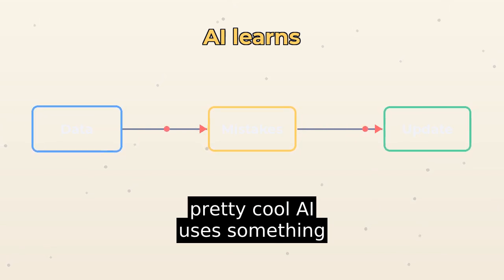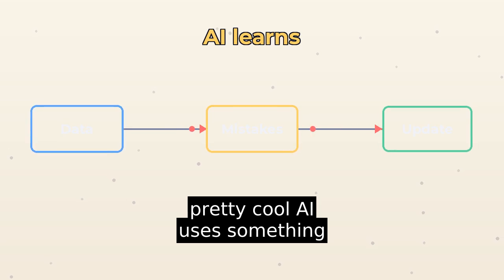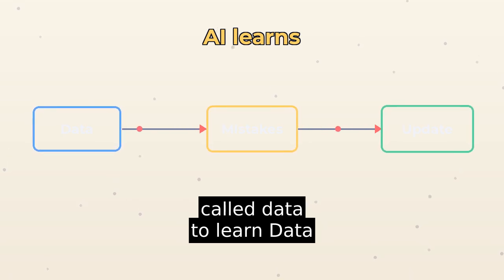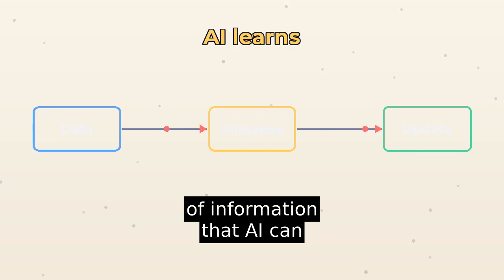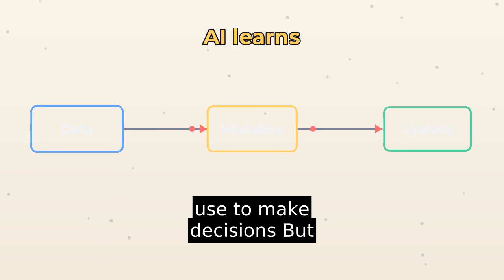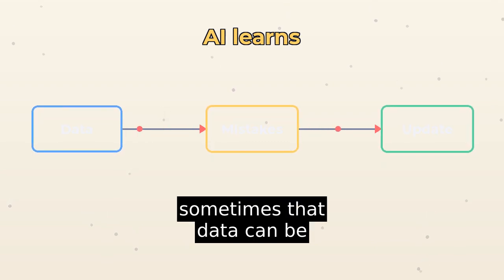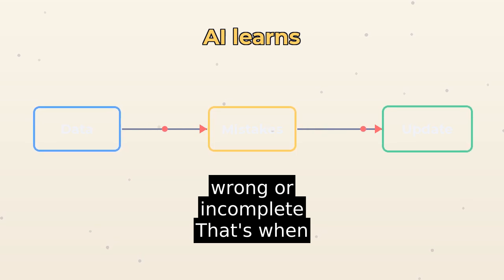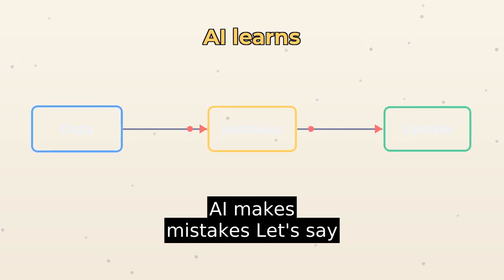Well, it's actually pretty cool. AI uses something called data to learn. Data is like a big box of information that AI can use to make decisions. But sometimes, that data can be wrong or incomplete. That's when AI makes mistakes.